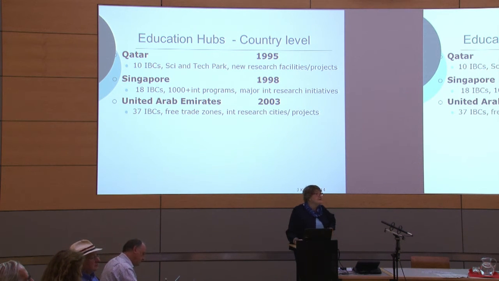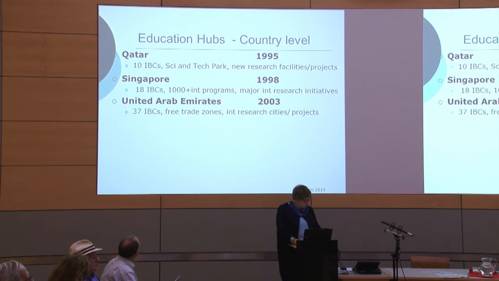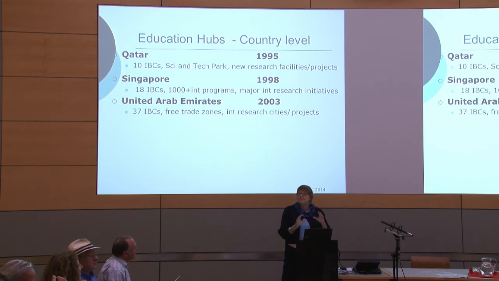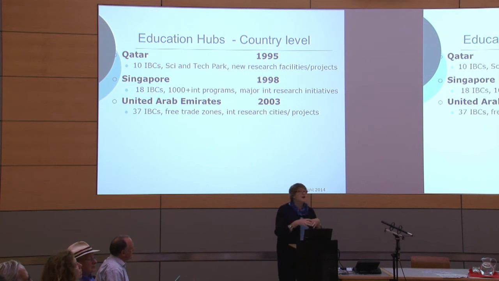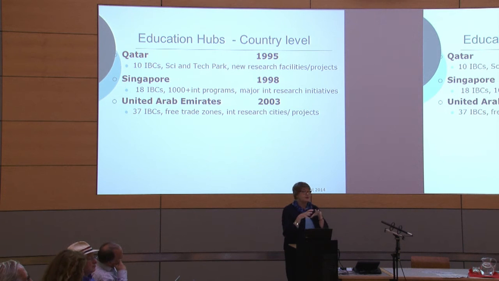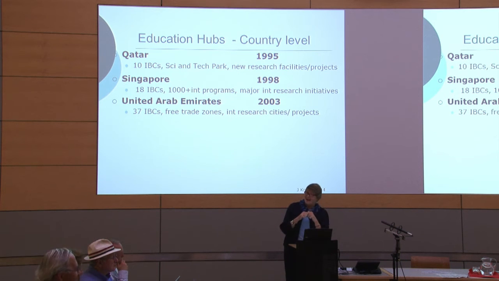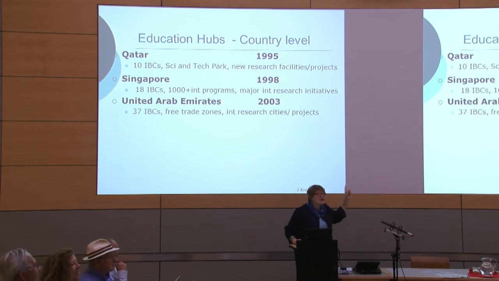The United Arab Emirates, another completely different scenario. And in the United Arab Emirates, you know that it's made up of 7 emirates, 7 provinces, okay? So Dubai has set up 2 free economic trade zones. At one time I was calling them education free zones, but I thought I better not. They have, look at this, 37 different international branch campuses in the United Arab Emirates. Where do you think they come from?